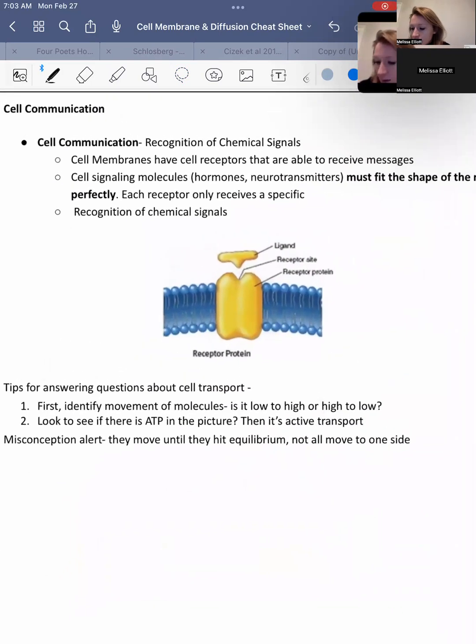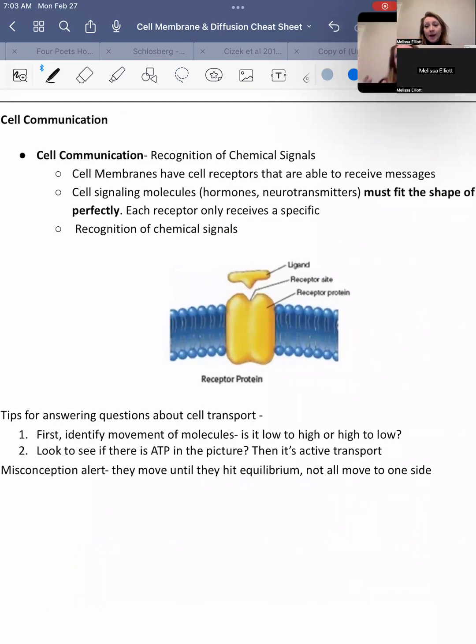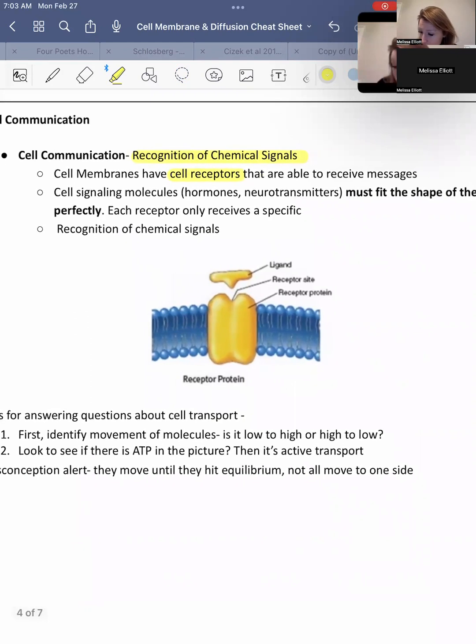Last thing, cell communication, which we talked about. The cell membrane has an important role in cell communication. And so that is recognition of chemical signals, right? And so cell membranes have cell receptors that receive messages.